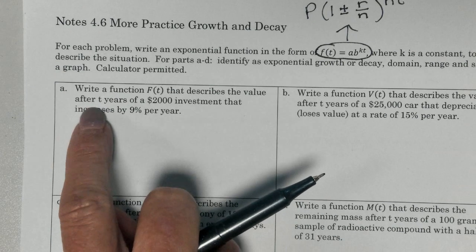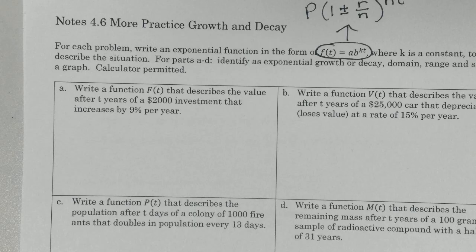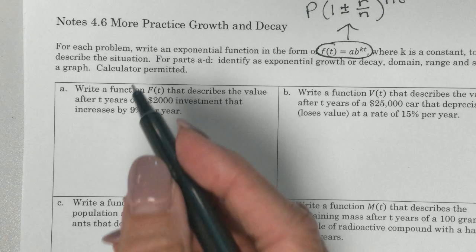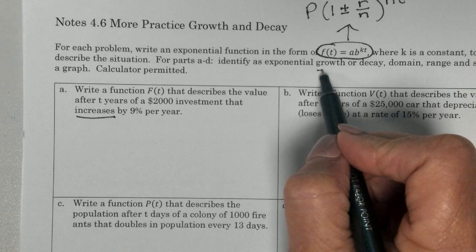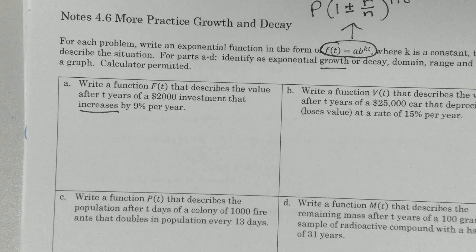The very first part right here says to write a function f of t that describes the value after t years of a $2,000 investment that increases by 9% per year. Okay, right there you can identify this as exponential growth. Okay, because we're increasing by 9%.